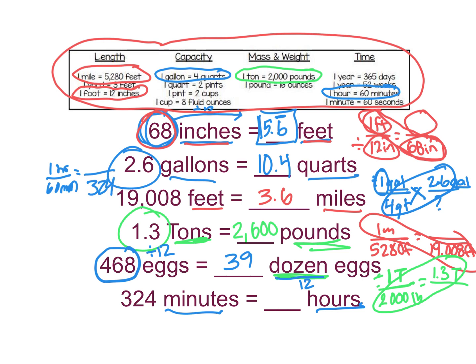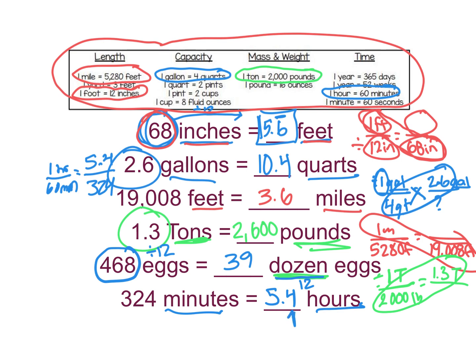I want to know how many hours that is. So I'm going to take 324 times 1 divided by 60, and I get 5.4. I want you to know this, though. That's 5.4 hours. It's not 5 hours, 4 minutes, okay?